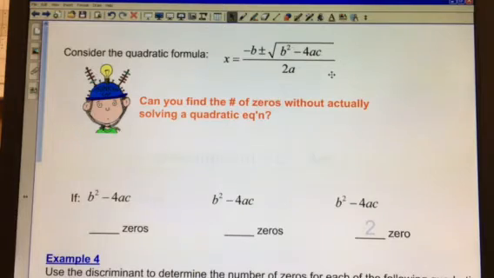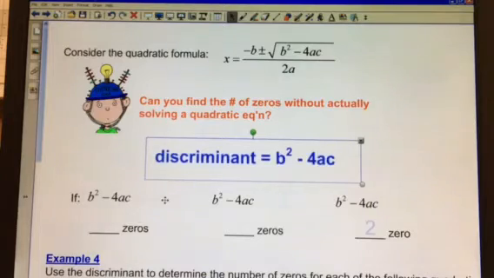So let's take a closer look at the quadratic formula. So here it is. Can you find the number of zeros without actually solving a quadratic equation? Our very last example showed that if the answer in the square root, b squared minus 4ac, is a negative number, we can tell right away that there won't be any zeros, which means that this is a very important part in the quadratic formula that will allow us to predict the number of zeros.